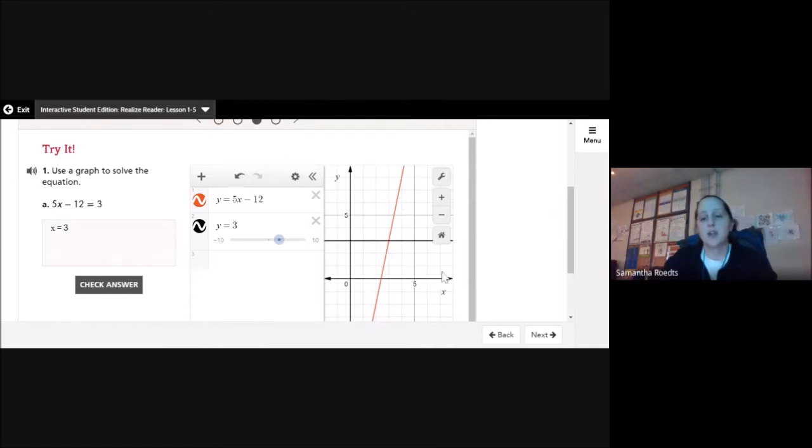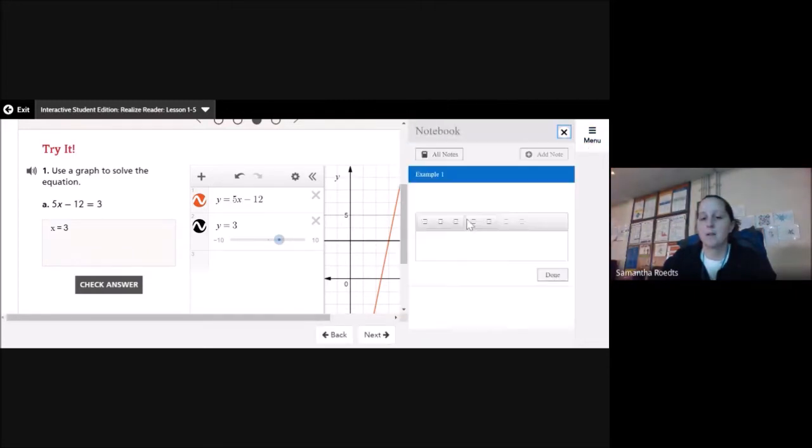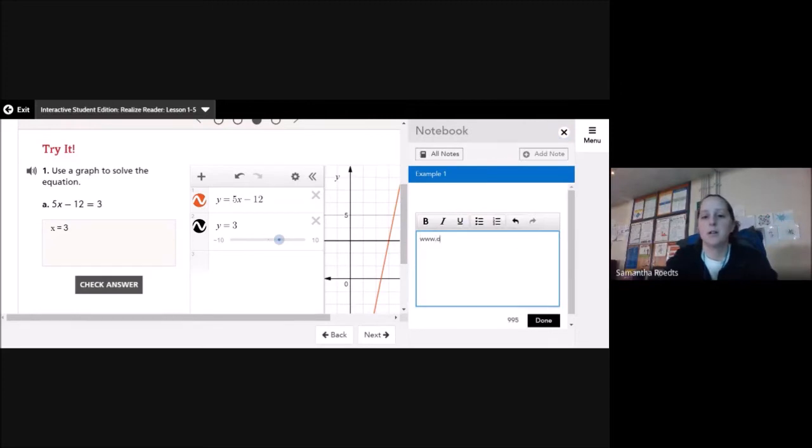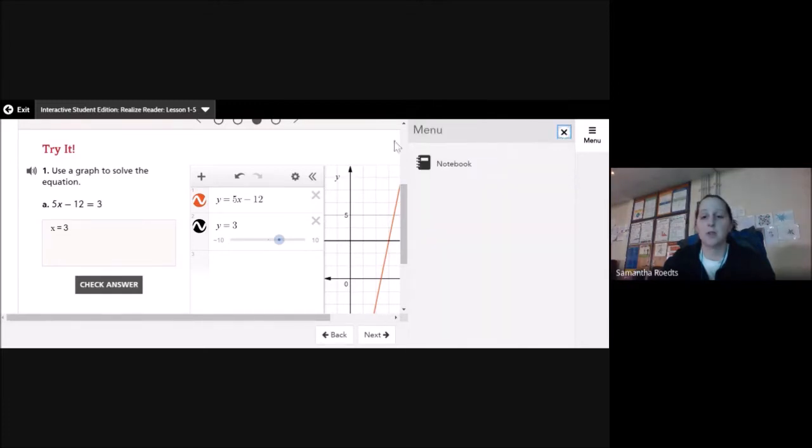This is actually a product called Desmos, which you have access to on your computers. You just type in www.desmos.com. You can use that to graph any of your equations for any math class, any Algebra 2 class that you have.